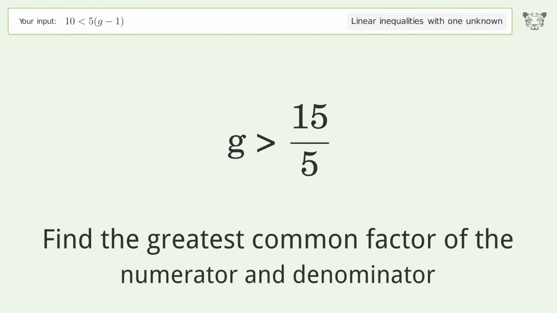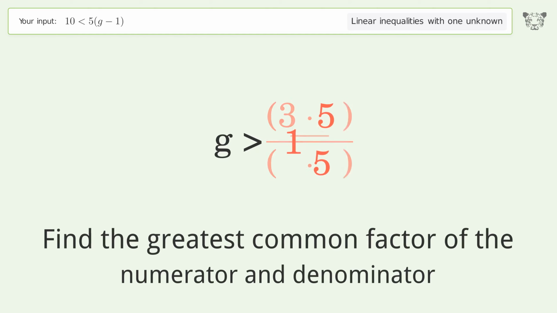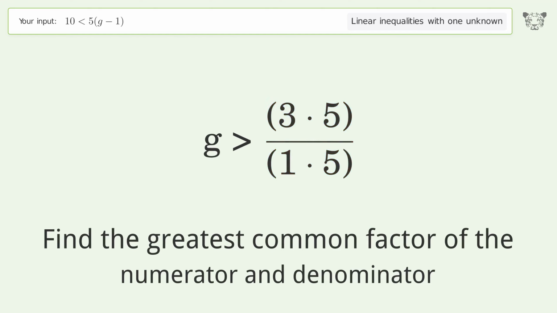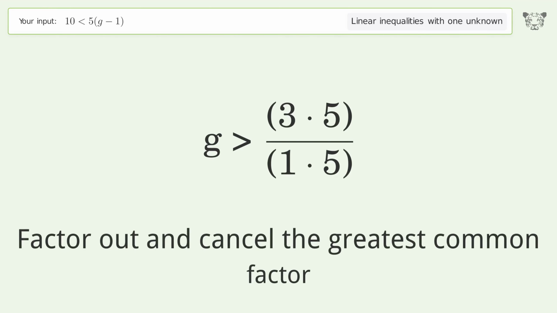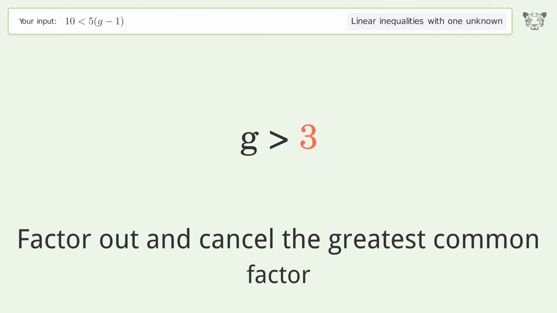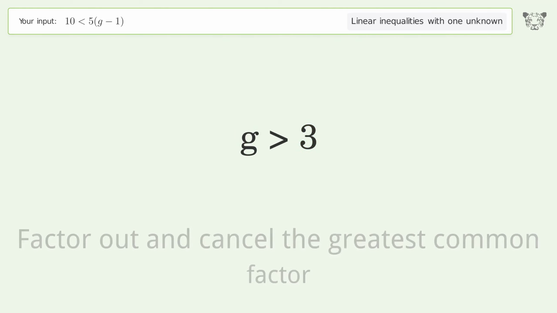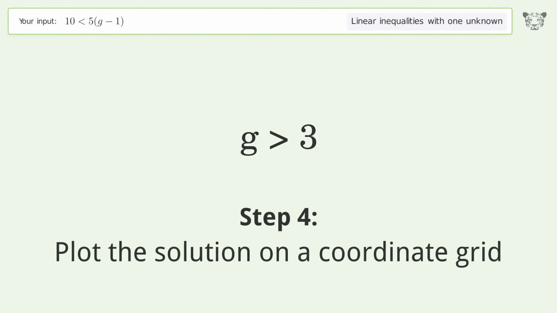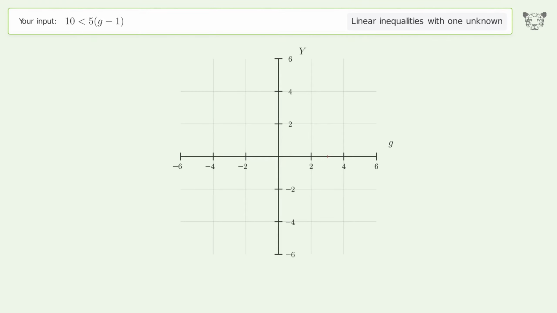Find the greatest common factor of the numerator and denominator. Factor out and cancel the greatest common factor. Plot the solution on a coordinate grid. And so the final result is g greater than 3.